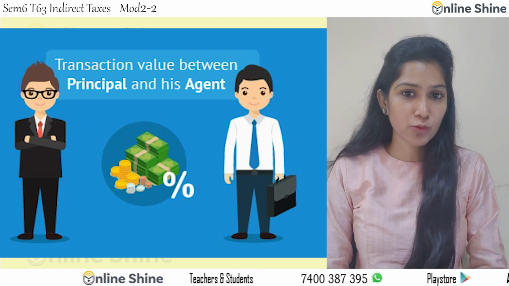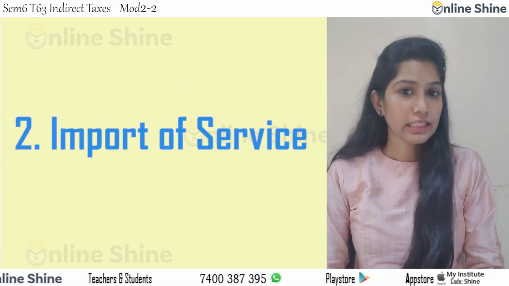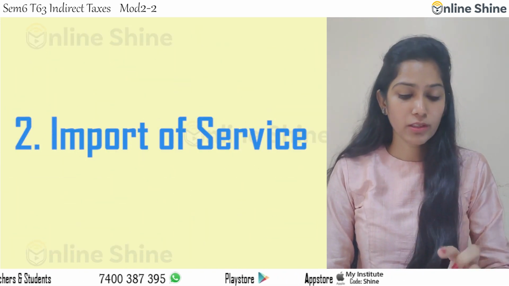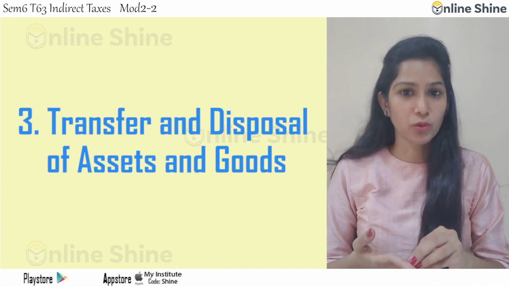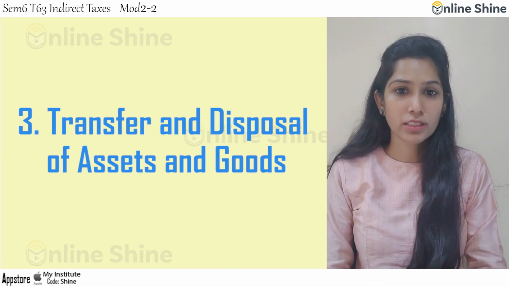The second category which we have is import of service, that we are going to discuss later on. The third category which we have is transfer and disposal of assets and goods. Now, what does this mean?